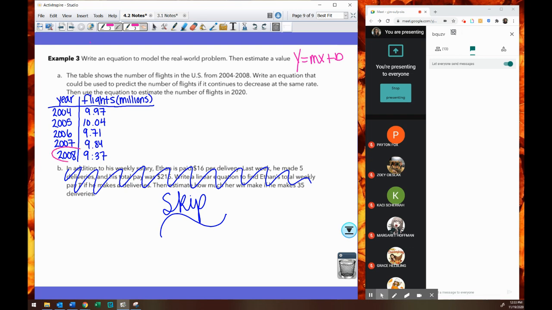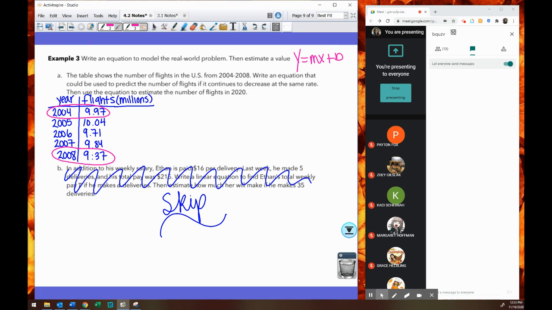If I look at my last coordinate point and my first coordinate point, just because we're estimating, I want to pick my numbers that are furthest apart because it's going to give me the best estimation of the data than by picking two that are close together. So I'm picking my first coordinate point and my last coordinate point.